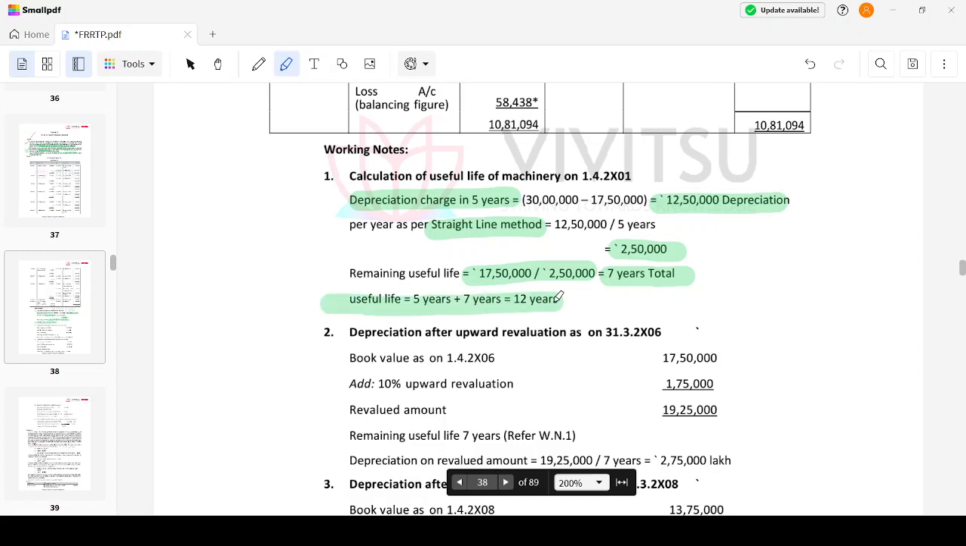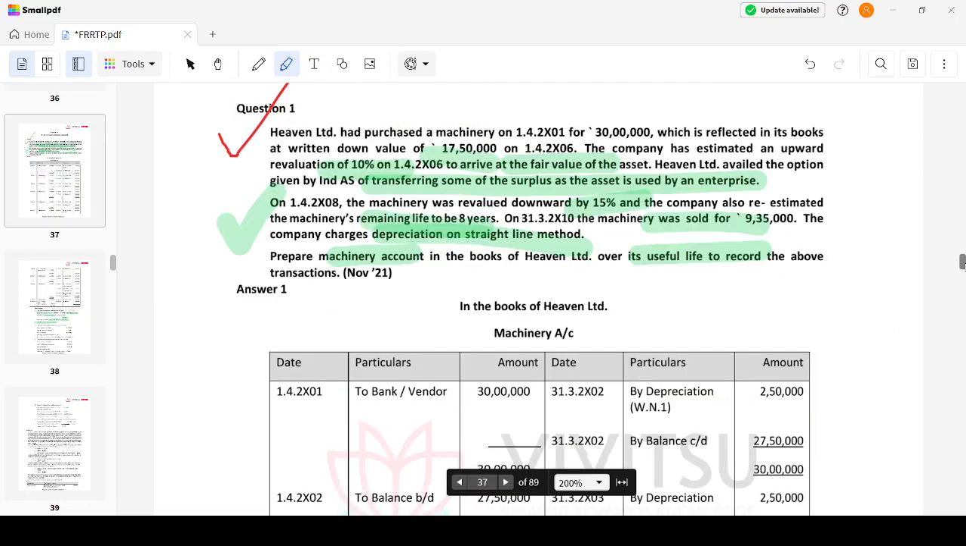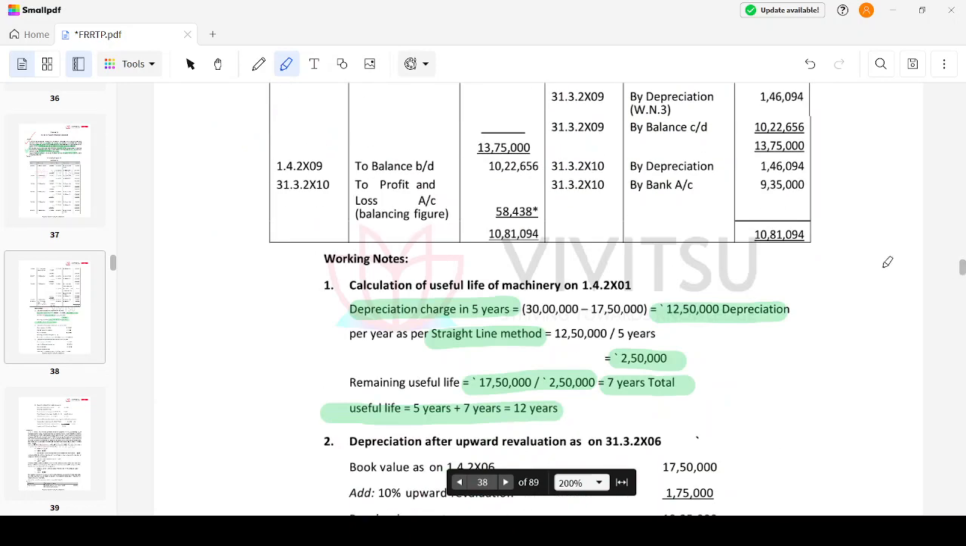Let me repeat it again. Depreciation charge is 30 lakhs minus the accumulated depreciation, given the book value of 17 lakh 50,000. So the accumulated depreciation would have been 12 lakh 50,000. I have used it for 5 years, so per year under the straight line method, it will be 2 lakh 50,000.